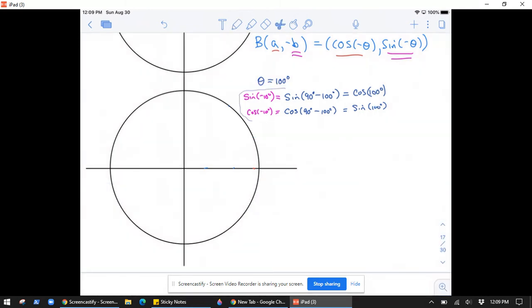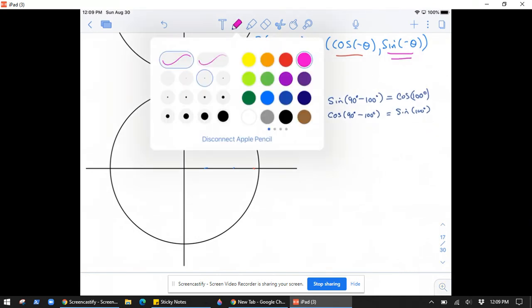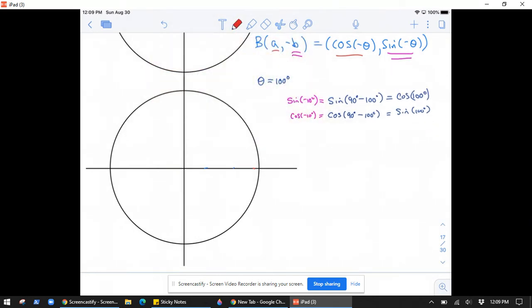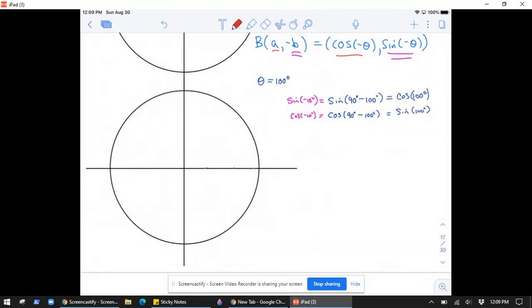So I'm going to draw this picture. Let's start with this 100 degrees. Let's rotate 100 degrees on the unit circle. That brings us somewhere around here. Okay, that brings us here. If that's 100 degrees, that must be 10 degrees. And that point there, we'll call that point A.